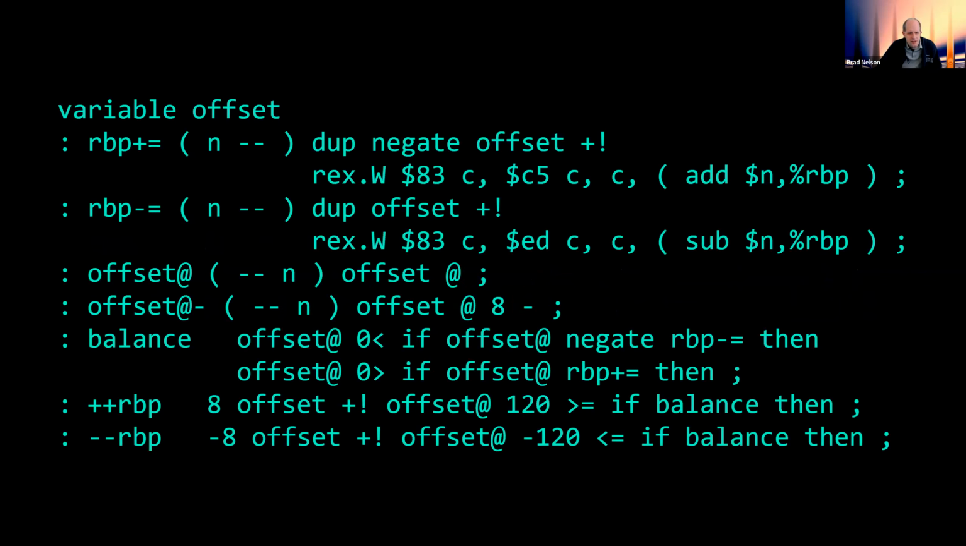So I have these words that will assemble the instructions to do a large jump on RBP, and you can both add and subtract to it to get a little more range. And then I keep track of a variable called offset that is my offset relative to the current position of RBP to the actual top of the stack. And then the word balance will put the stack, reset things back to 0 so that RBP actually contains the top of the stack.